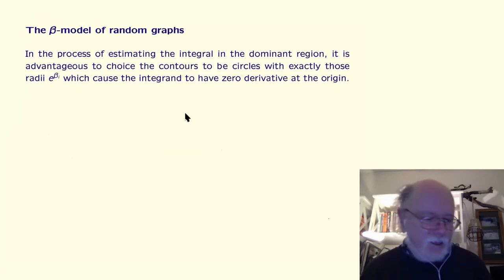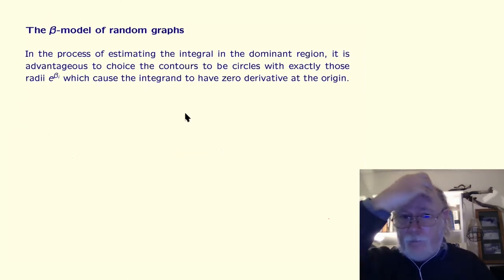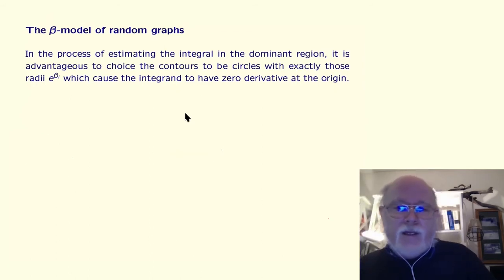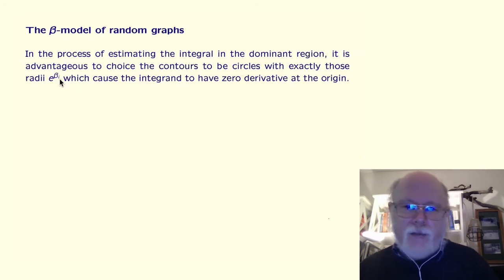And I'm coming close to the end, but I can't resist mentioning the beta model. In the process of estimating the integral in the dominant region, you have to integrate each of the n variables around little circles. And if the graph is not regular, then you have to use a different radius for each variable. Let's say the radius for variable j is e to the beta j, an arbitrary positive number.